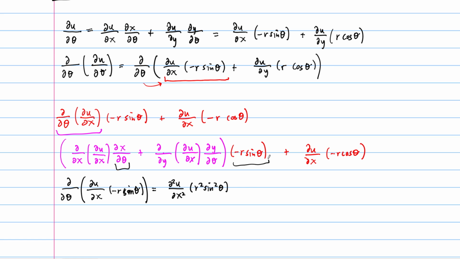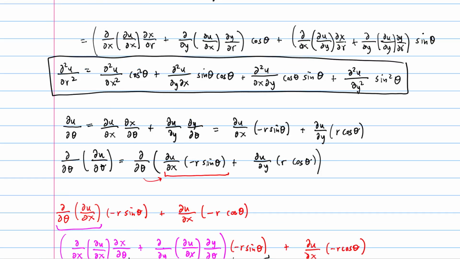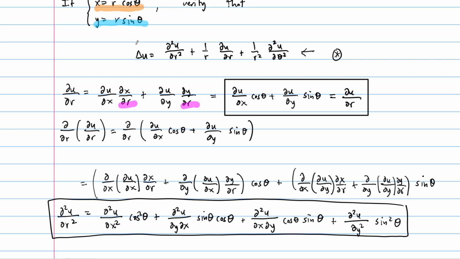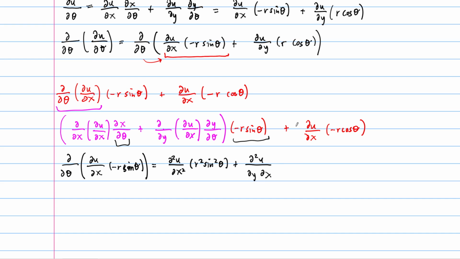Another copy of this. And then plus, this one's going to be the mixed partial derivative, d squared u. This one's going to be dy by dx in this order. And then the derivative of y with respect to theta is positive r cosine theta, right? So this term's going to leave us with a minus r squared sine theta cosine theta. And then we still have this term, right? So plus du by dx times minus r cosine of theta.